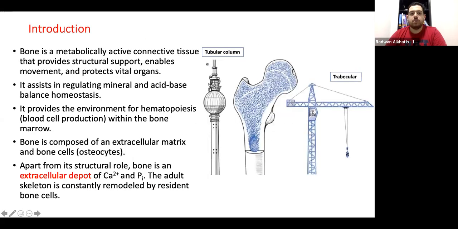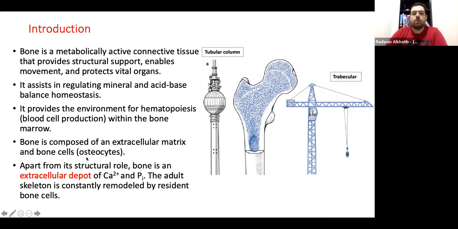This is just an introductory slide about the different important functions of the bone. It is the structural support for the body. It assists in mineral regulation by controlling the calcium and phosphate levels. Bones are also important for hematopoiesis, which is the production of red blood cells, white blood cells, and others, basically the blood cells. The bone is composed of an extracellular matrix and the bone cells, which are the osteocytes, and we'll talk about them in detail.